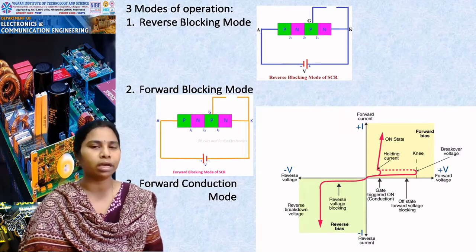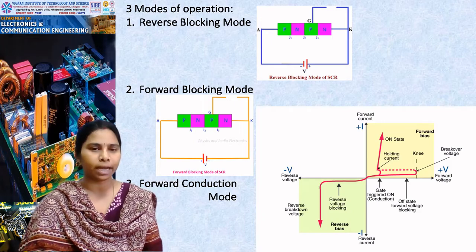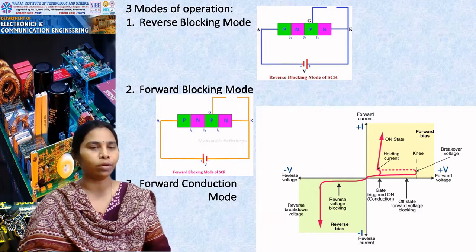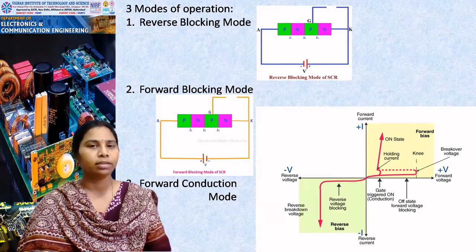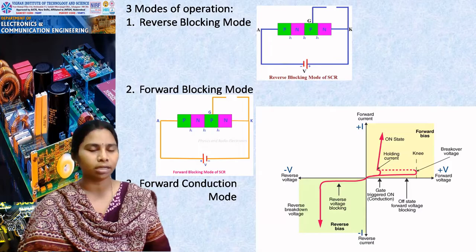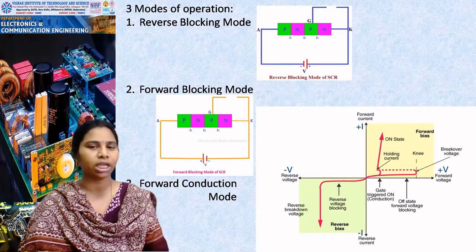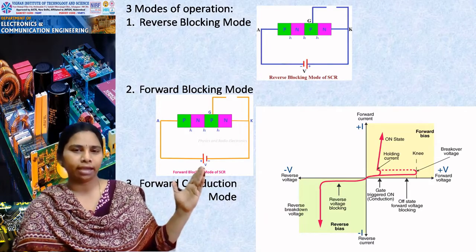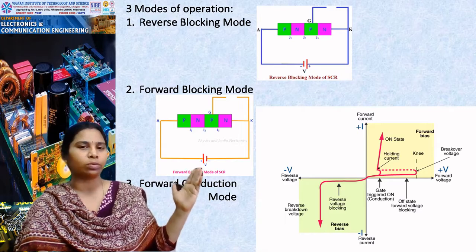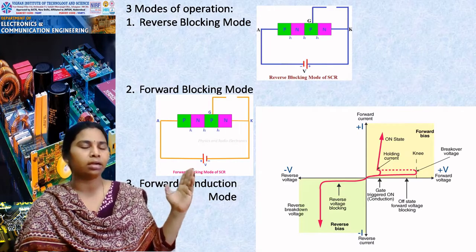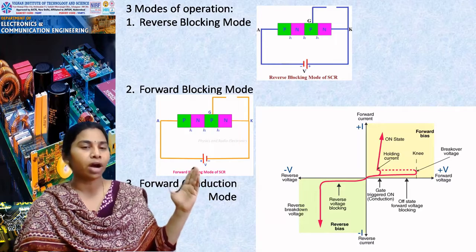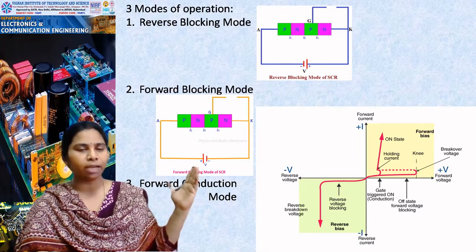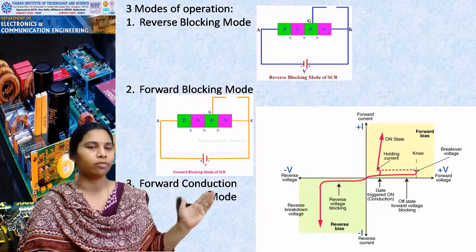It is 0, so the terminal is kept open, so you have not applied any gate voltage. Only initially you have applied a negative voltage to the anode terminal with respect to cathode. Then the SCR is working in reverse blocking mode. Now, if you apply a positive voltage to the anode terminal with respect to cathode, then initially the SCR is working in forward blocking mode, and as you continuously increase the voltage, at a particular instant it will turn to forward conduction mode.